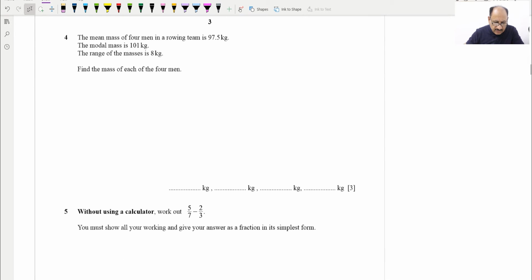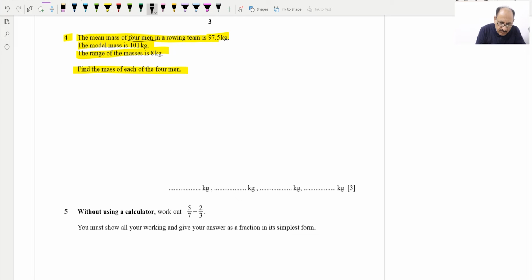Question number 4 says the mean mass of 4 men in a rowing team is 97.5 kg. The modal mass is 101 kg. The range of the masses is 8 kg. Find the mass of each of the 4. So the mean is provided. We know the mean. First of all, we need to know that these are 4 people.